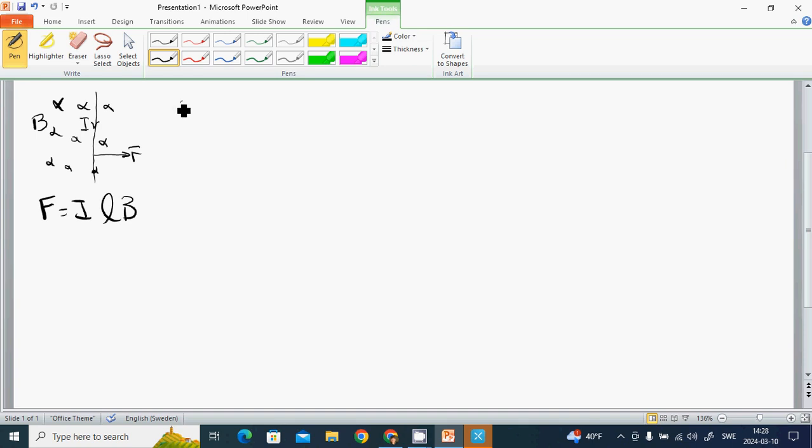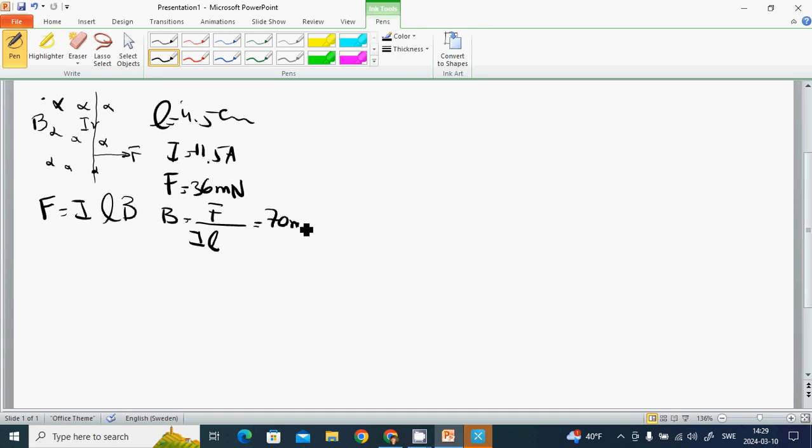A horseshoe magnet... the wire is perpendicular to the field lines, and the length L is 4.5 centimeter, and I is 1.5 ampere, and the force is 36 millinewton. What is the B? B is equal to F divided by I L. Putting these values in the correct unit, we are going to have 70 millitesla.